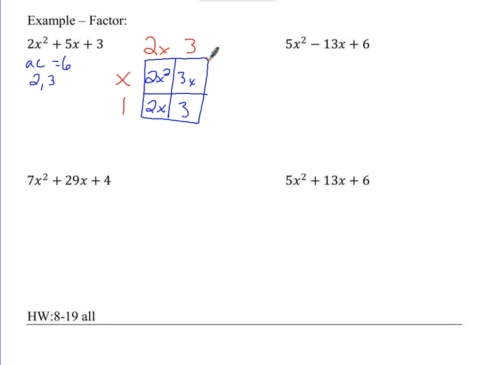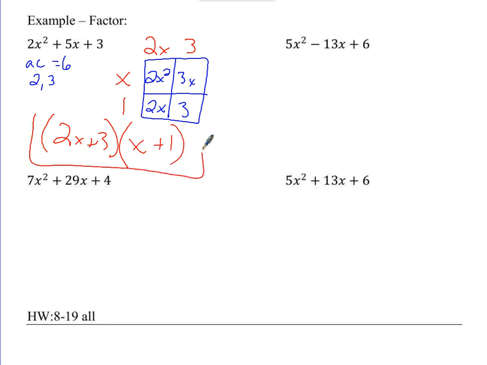We're ready to write our answer. This top right here, the 2x and that positive 3, is my first factor, 2x plus 3, times this side right here, that x and that positive 1, x plus 1. That's the answer. You're done.